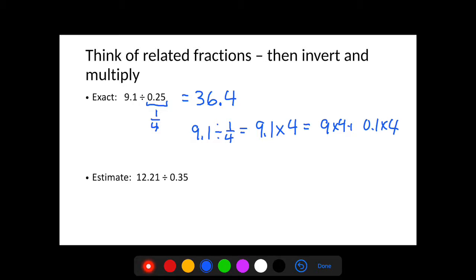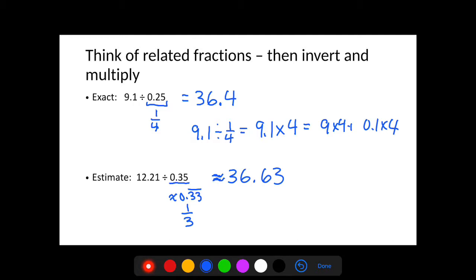Down here, I know 35 hundredths is 35 over 100, but to make it easier on myself, I might think of this as about 0.33, and I know that 0.33 repeating is 1/3. So now I can take 12 and 21 hundredths divided by 1/3, which is the same as multiplied by 3 over 1, or just multiplied by 3. 12.21 times 3, 12 times 3 is 36. 0.21 times 3 is 0.63. Oops, we'll make this an approximate.